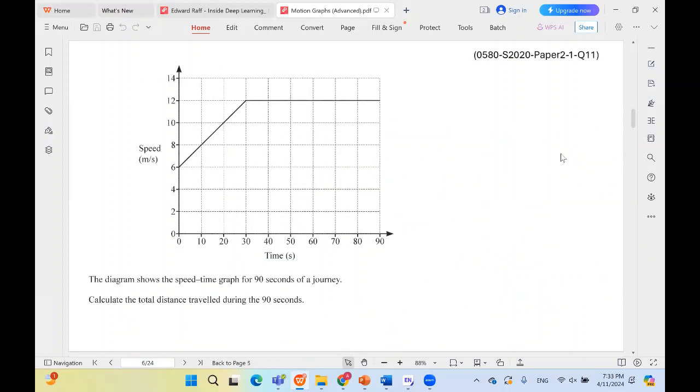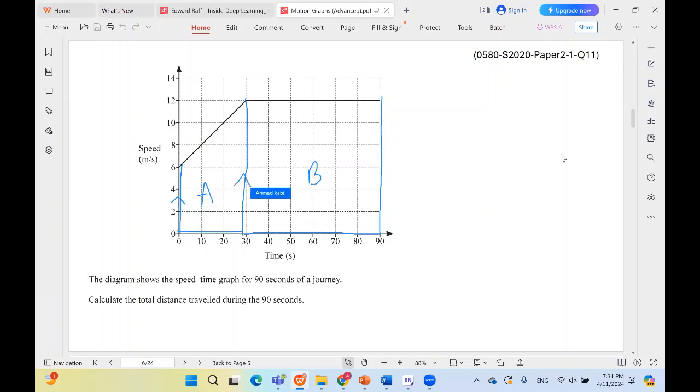The diagram shows the speed time graph for 90 seconds of a journey. Calculate the total distance traveled during the 90 seconds. Again, this is advanced because this graph consists of multiple shapes. This is the first shape here, and this is the second shape. We're going to call this A, we're going to call this B, and we're going to get the area of each. So A is a vertical trapezoid.